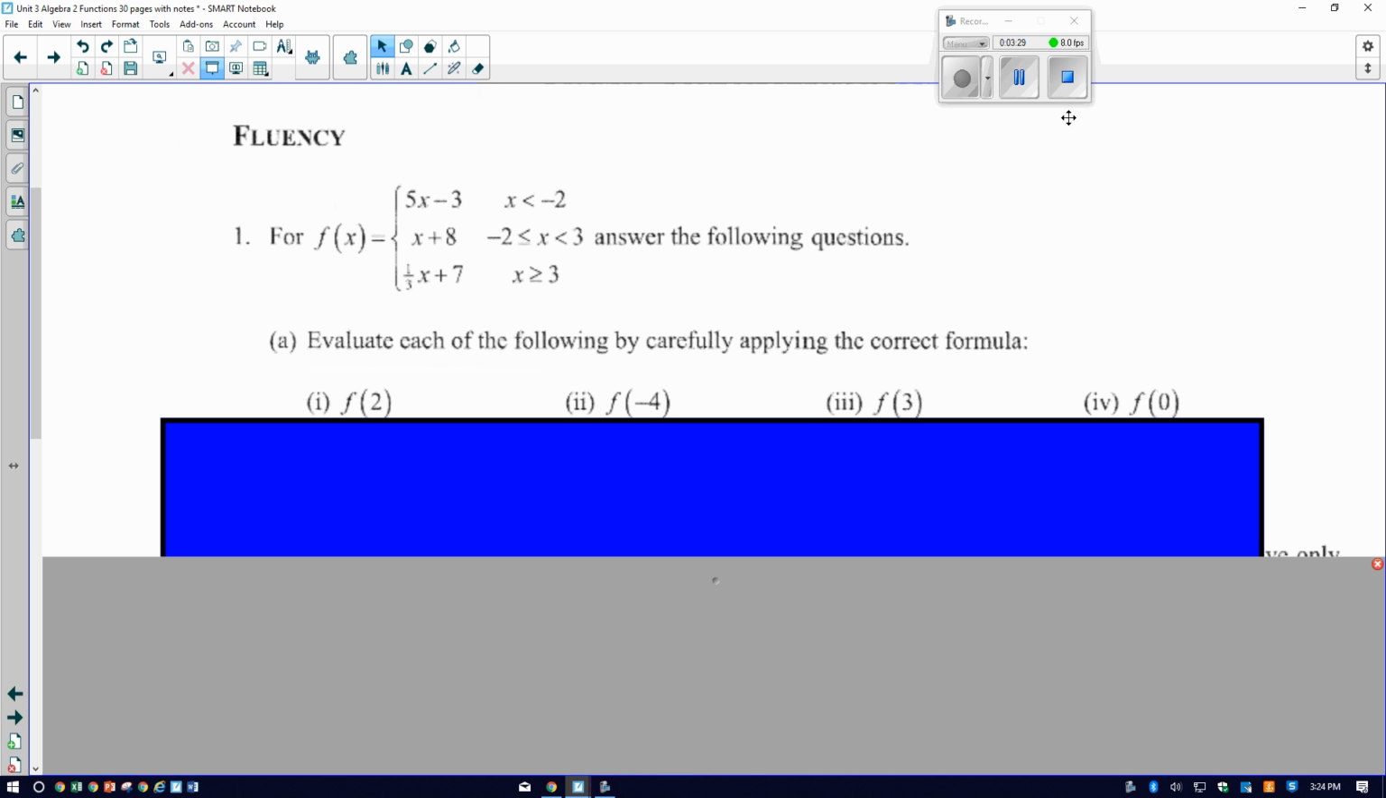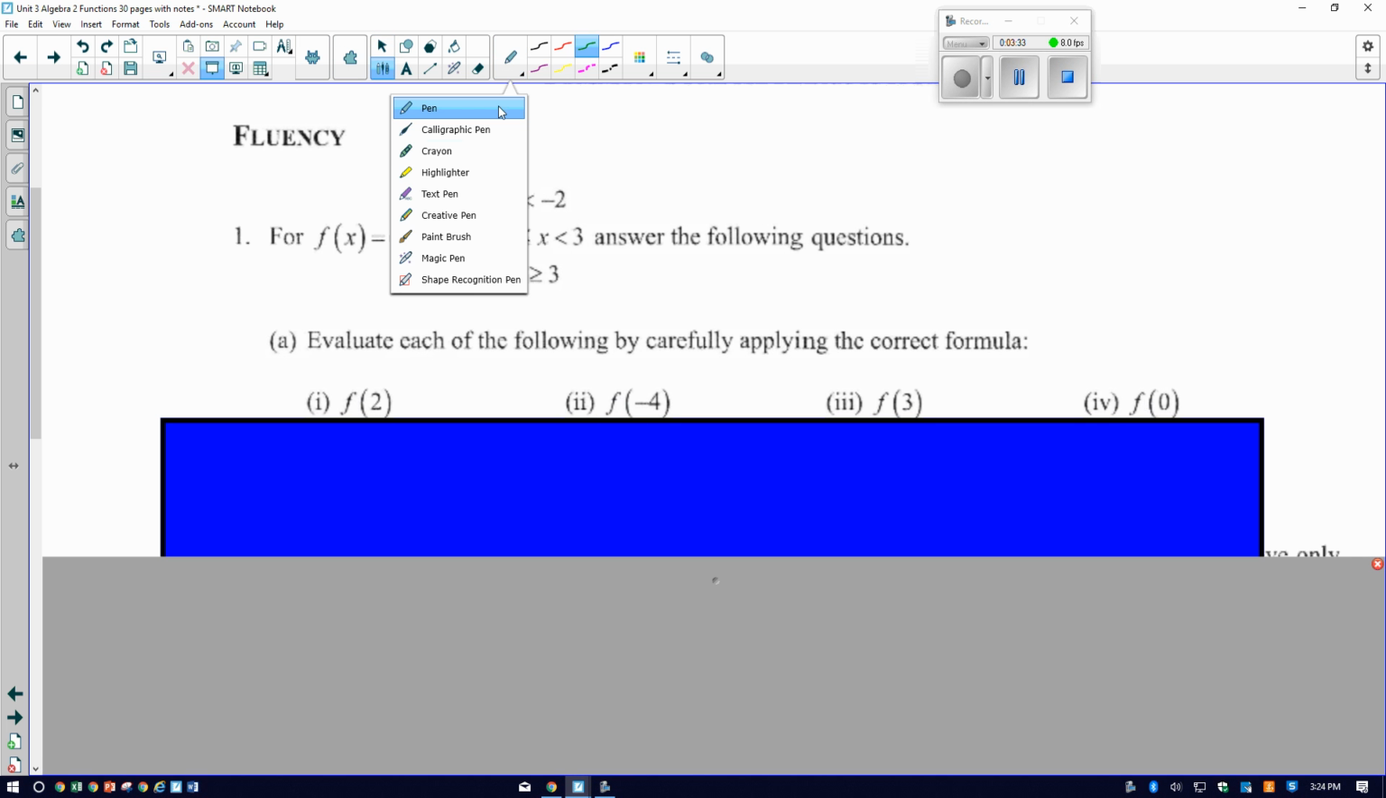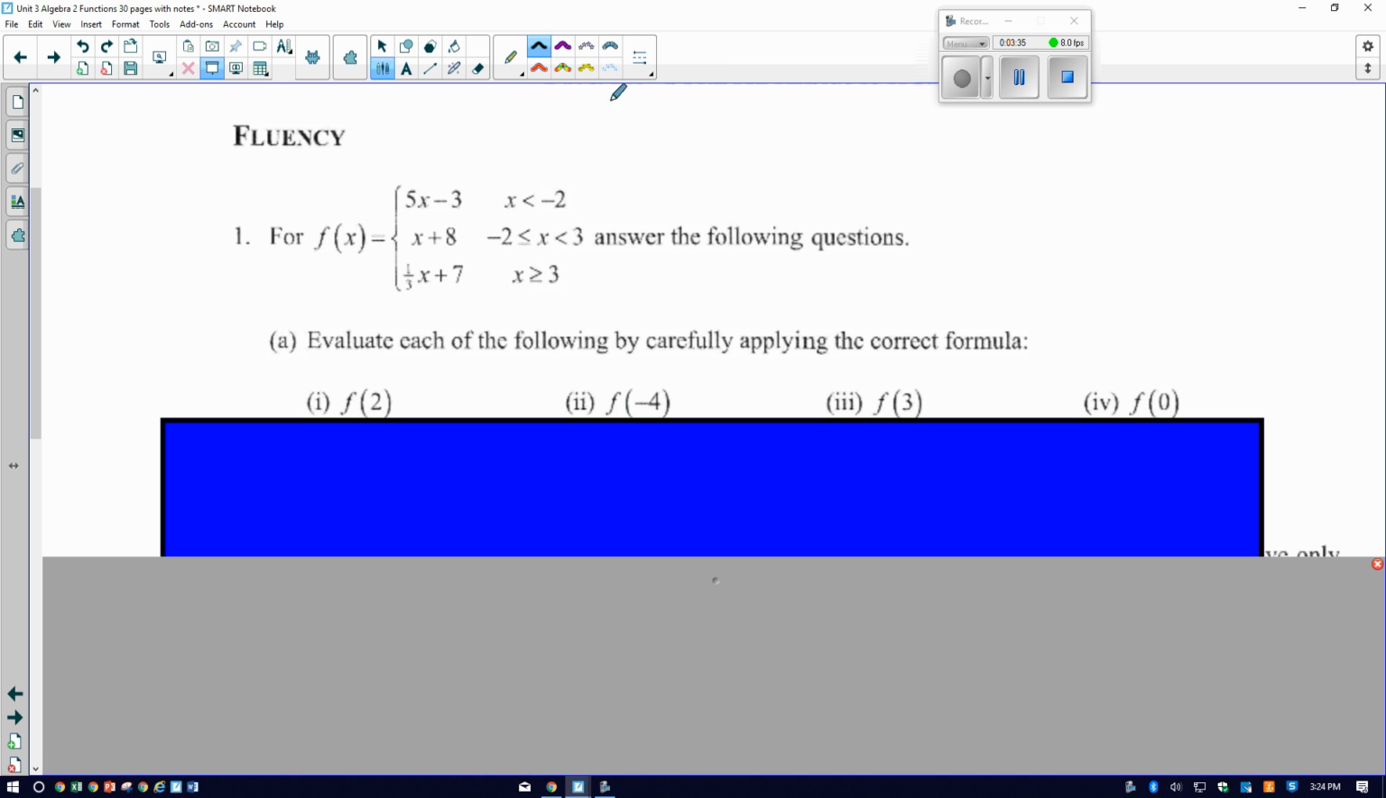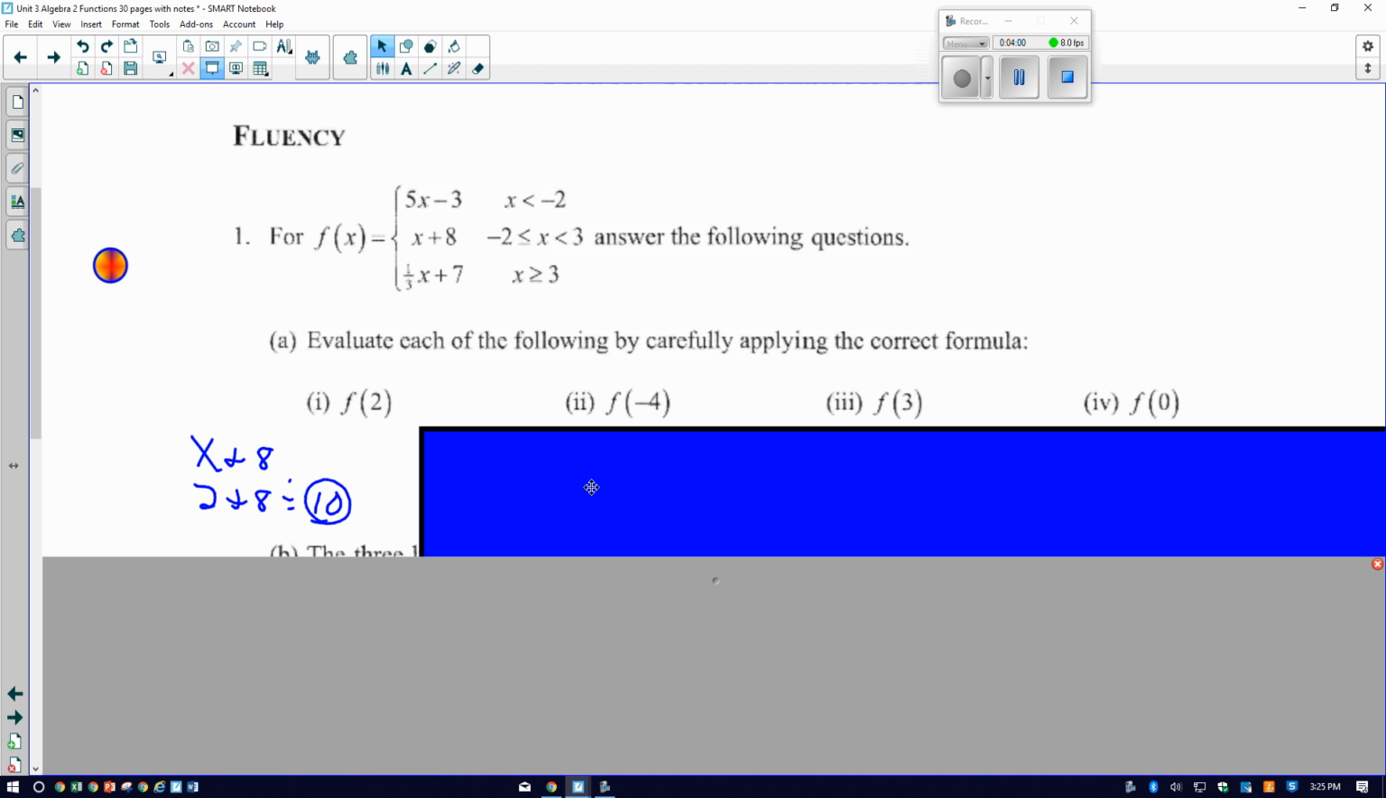The first one says function value at 2. Let's get a little bouncing ball here. Creative pen. This whole thing says the function value at 2. At 2, let me see. 2, nope, doesn't fit in there. 2 is not less than -2. Is 2 in between -2 and 3? Yes, it is. So I'm going to plug 2 into this equation. 2 plus 8 is 10.